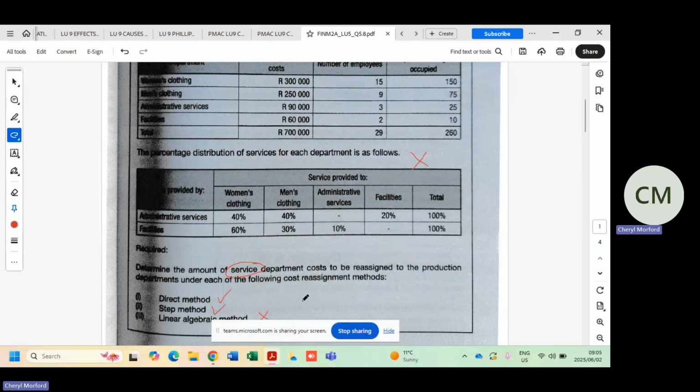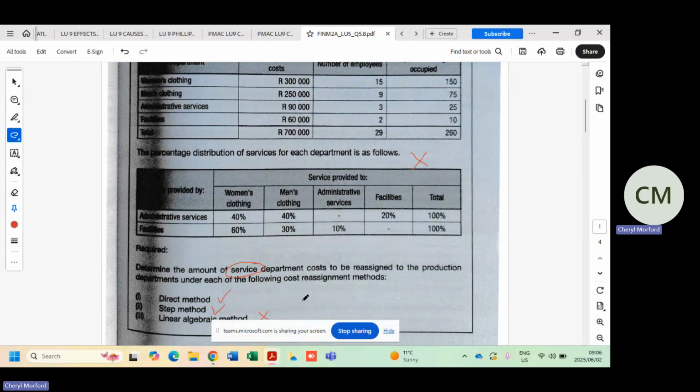Right, so let's deal with the direct method. As I said, all we do here is we, one by one, in no particular order. That's very important. The order does not matter for the direct method. However, it is extremely important in the step method. So whether I decide to start with admin or facilities with the direct method, it doesn't matter. It won't change the actual outcome.